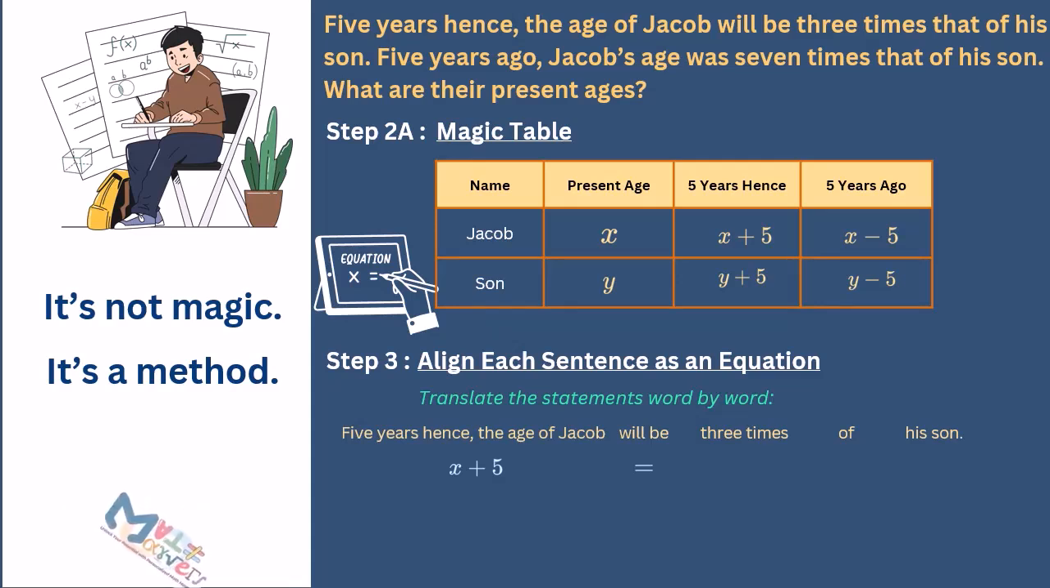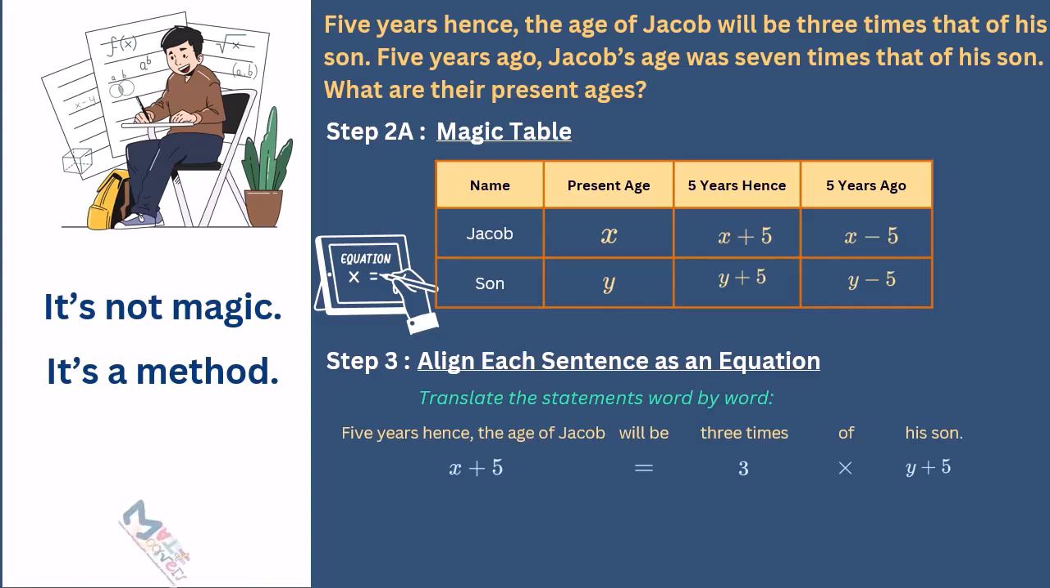Now look at the RHS part. It says 3 times, which means 3. Then we see the word of. That becomes a multiplication sign. And finally, his son. But be careful, since it's 5 years hence, it's Y plus 5, not just Y. That means X plus 5 equals 3 times Y plus 5. Next, 5 years ago, Jacob's age was 7 times that of his son.